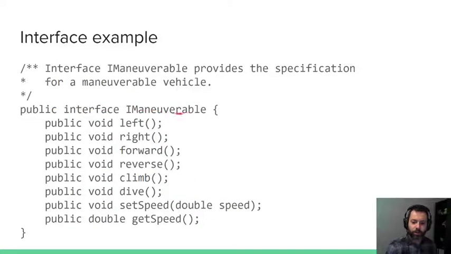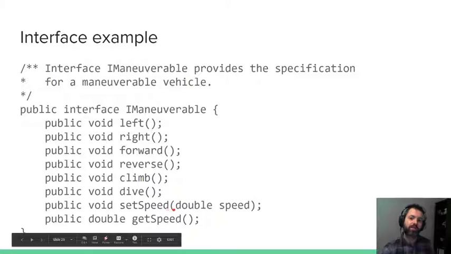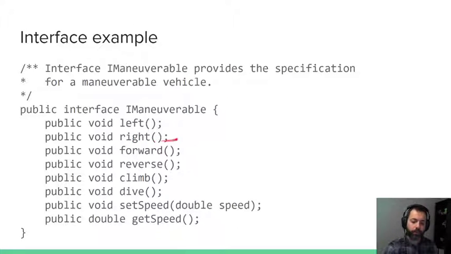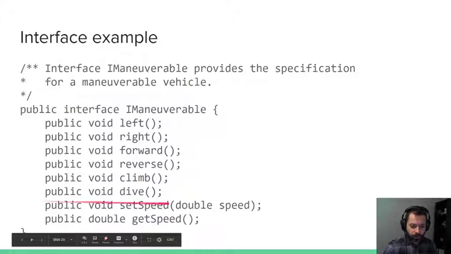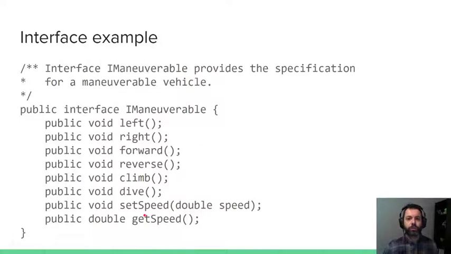Public interface IManeuverable. So this is some kind of vehicle that can move, right? Go left, go right, forwards, backwards, go up, go down, set the speed, get the speed, right? Pretty standard vehicle operations, some kind of movable object operation. Other thing to note here, we have a set and a get function. We talked about this before with the principle of data hiding. You should really never directly set attributes. Have a get and a set function for them.